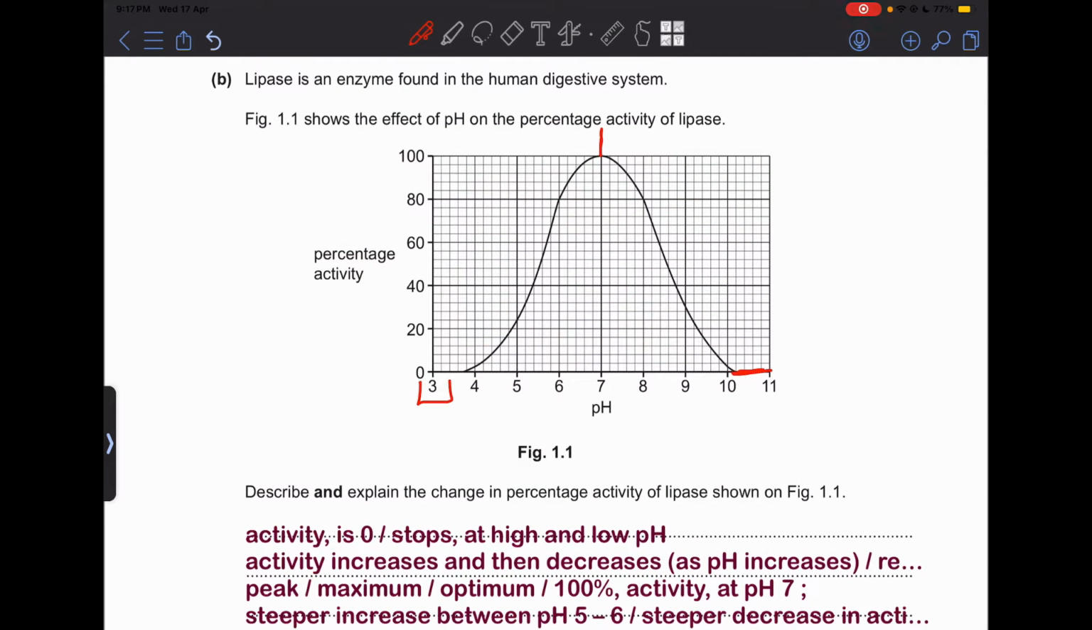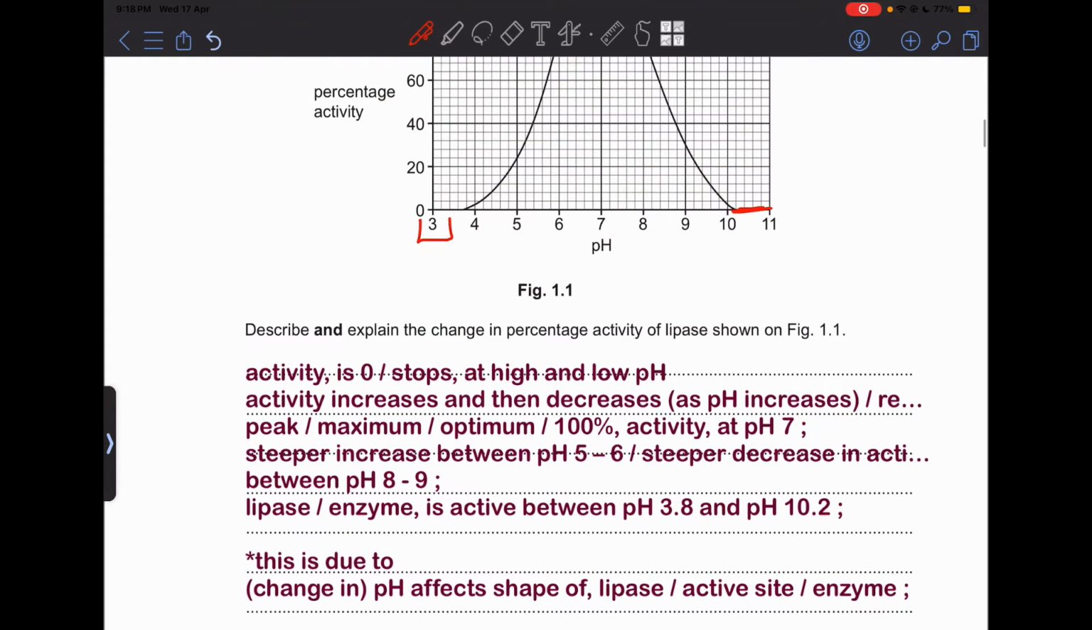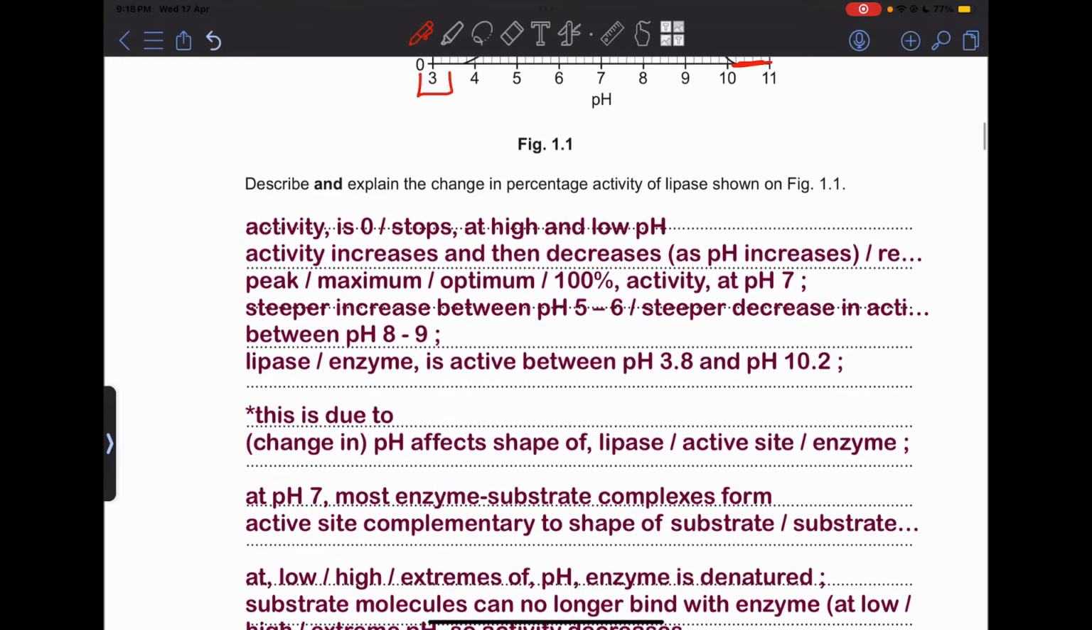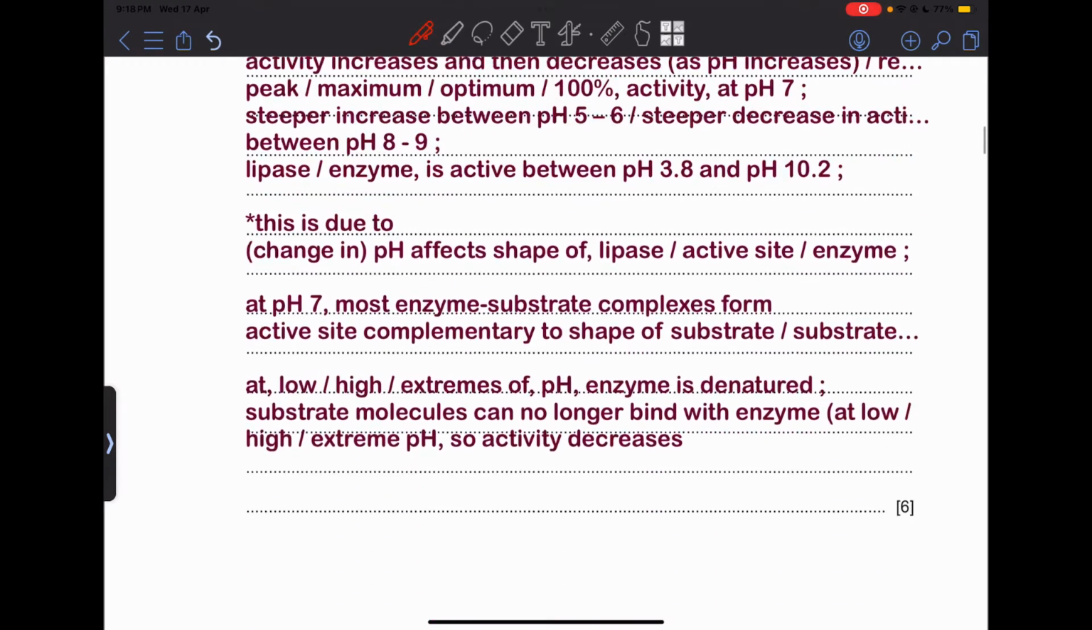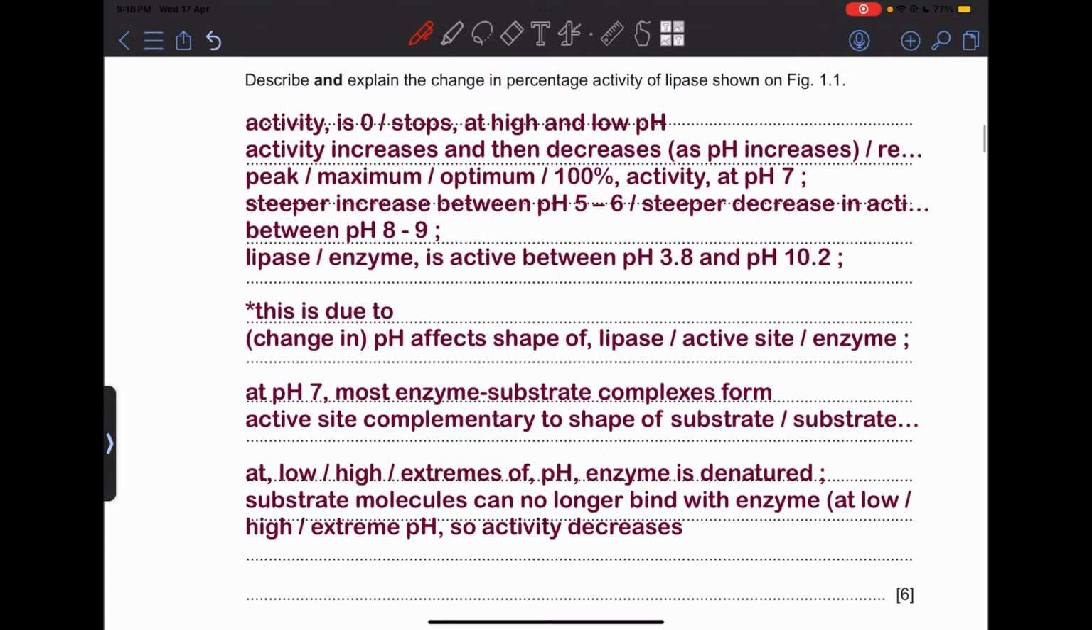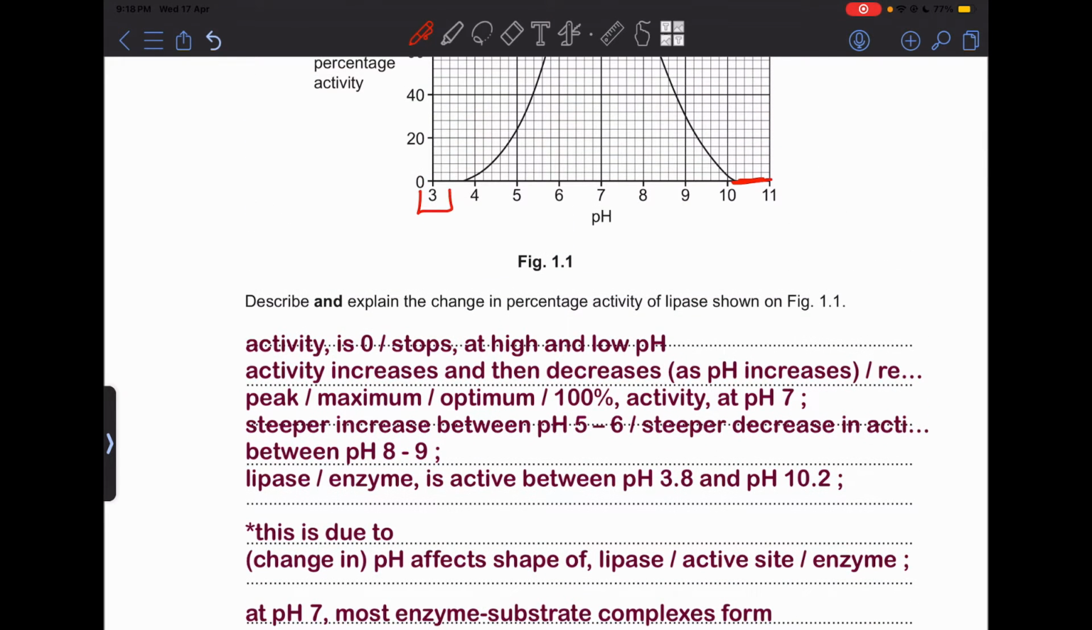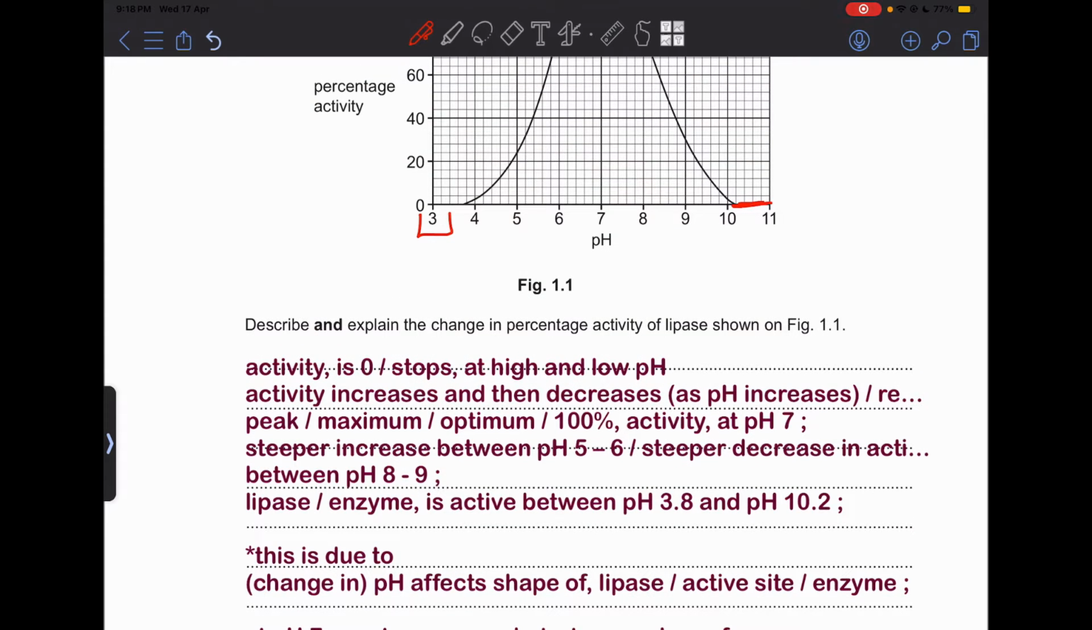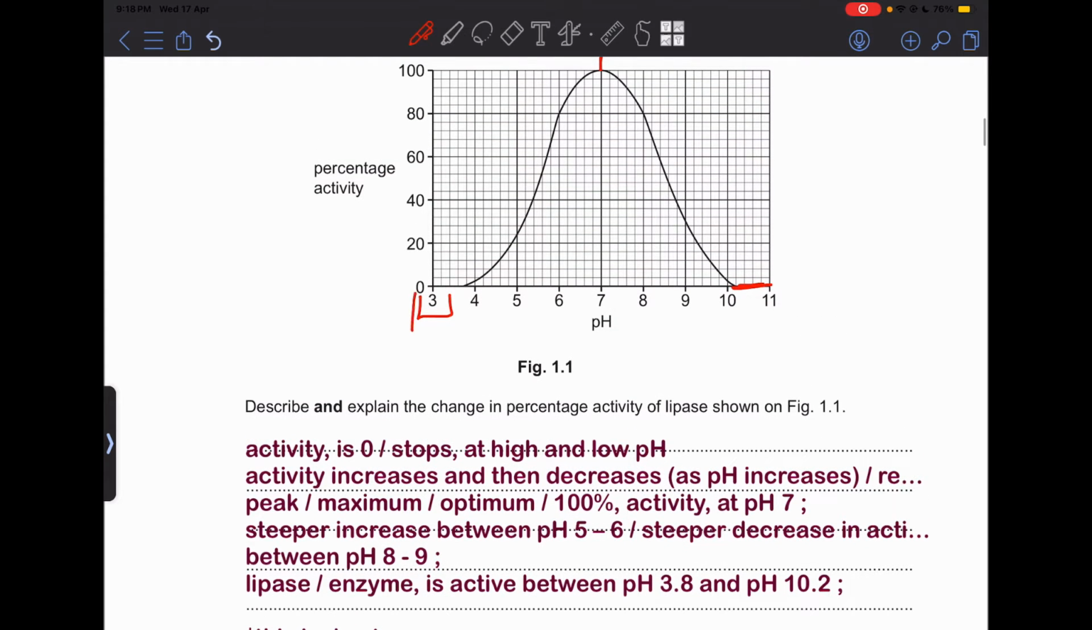If you want to explain, then you're going to say why this happened. So let's see how you're going to answer. They said describe and explain. In this question, you're supposed to write 3 points. It's worth 6 marks. So you have to write 3 points of description, and then explain those 3 points that you have described. First of all, for the description, you're going to say there's no activity at high or low pH. Here at the acidic pH, and over here at the alkaline pH, there is no activity, as I said, it got denatured.